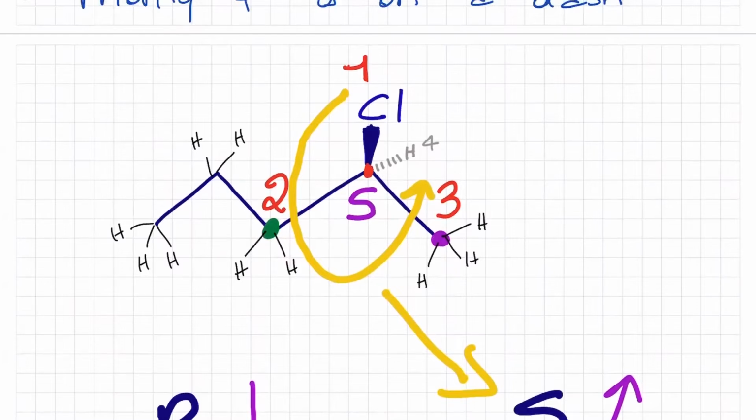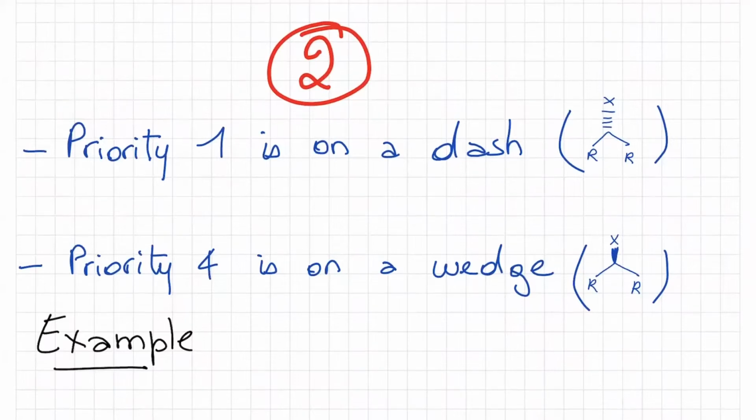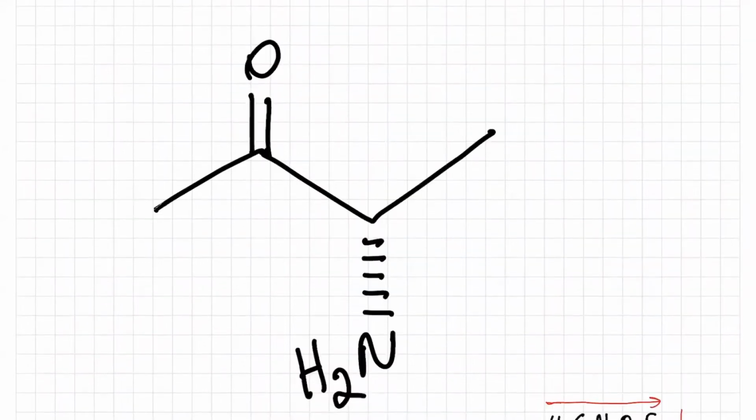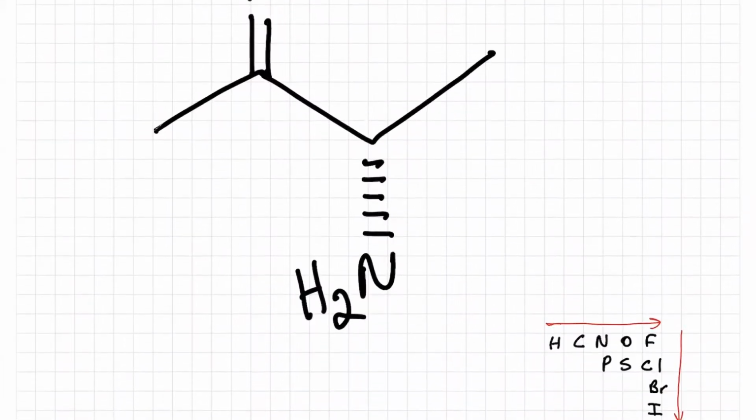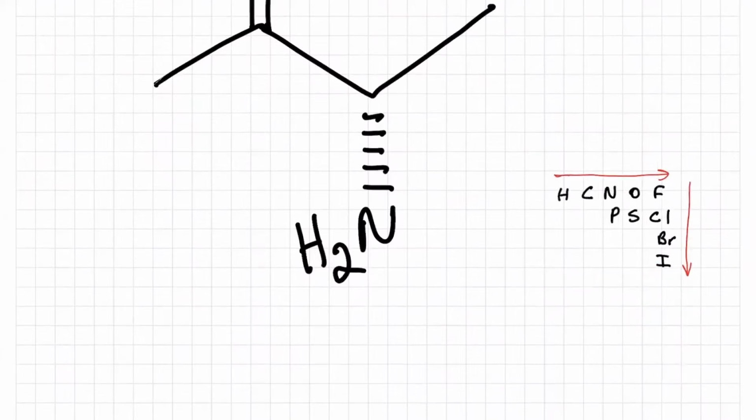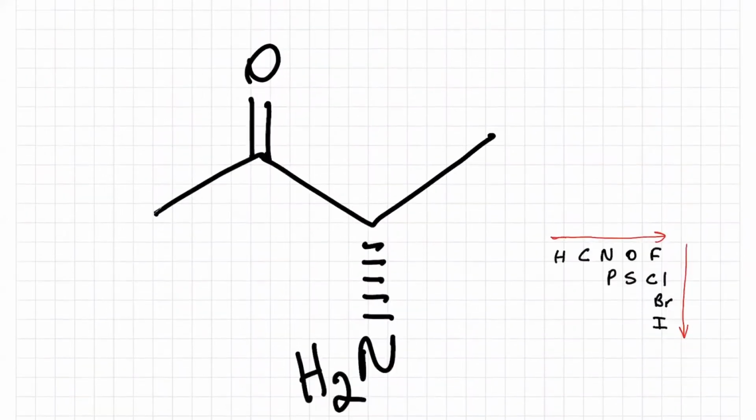But sometimes our first priority is not always on the wedge and the fourth is not always on the dash. The second common case you can see on your exam is that the first priority is the one that is on a dash, while the fourth priority is on a wedge. Basically the opposite of the first case, right? For example, let's assign priority to this one, and I purposely took another molecule so that we can start practicing together. Let's quickly assign priority to this. You'll see that I have my little table here. Let's move it up a little because we're going to need it. All right, let's quickly do that.